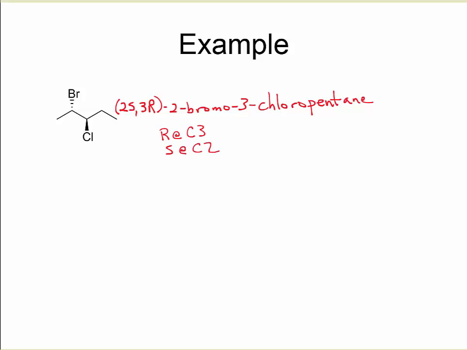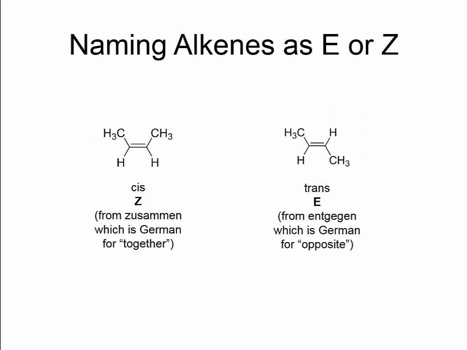The 2 and 3 specify which stereocenters have the R and S configurations. Those are set in parentheses. There's a comma between 2S and then a space and 3R, and hyphens between numbers and letters, or parentheses and numbers. So let's take a look at the alkenes.